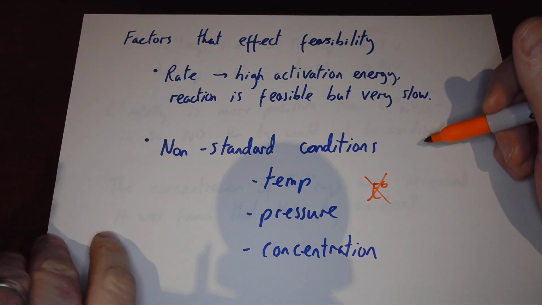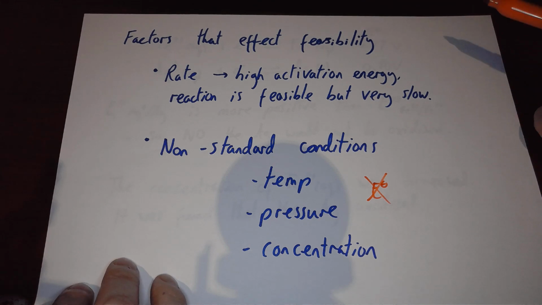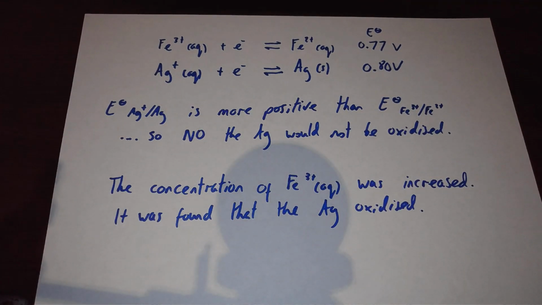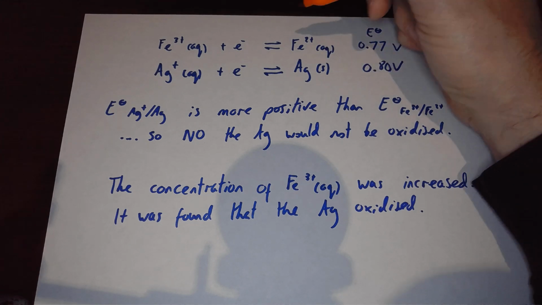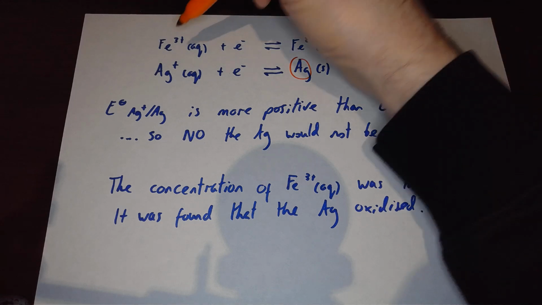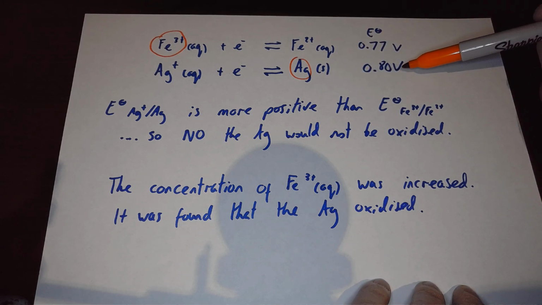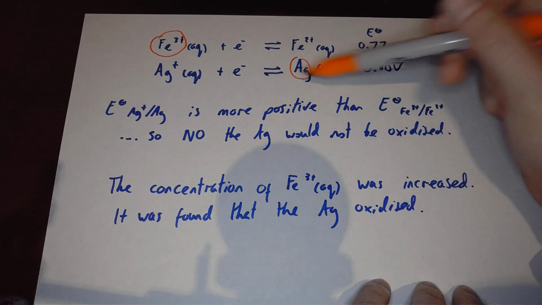So what we'll have a look at is how the feasibility of a reaction can change with concentration. So here are two half equations with their electrode potentials, and what we're going to look at is, could silver be oxidized? So silver, can it be oxidized by Fe3+? And if we look, you can see that no, it can't, because the electrode potential for the silver is more positive. So this reaction would actually go forward, not backwards.